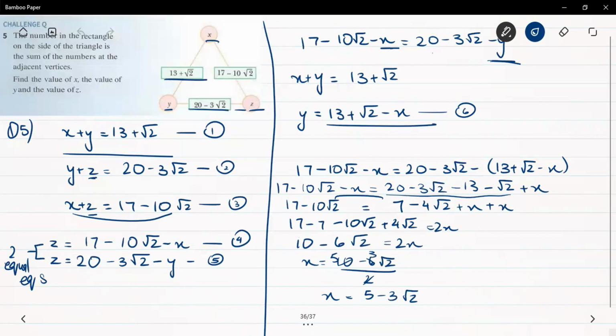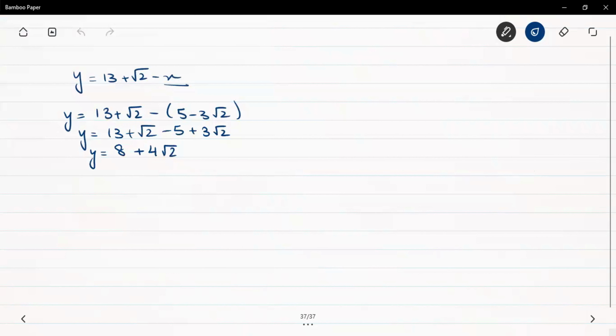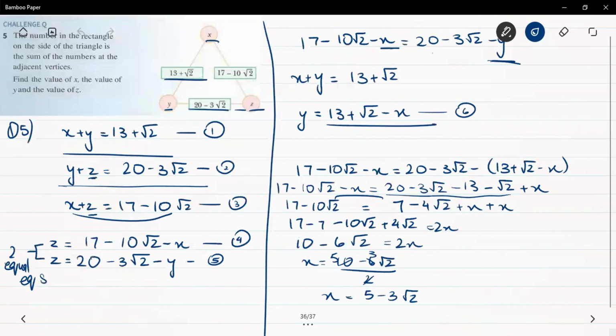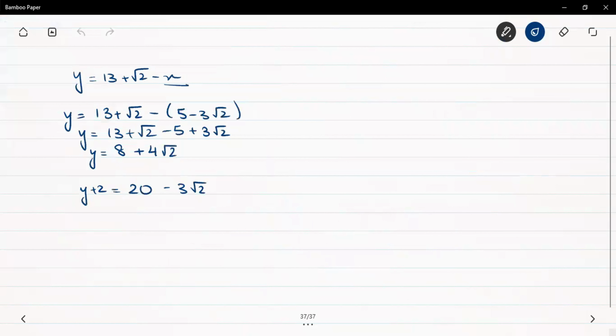Now we have to find out what? Z. We have y in terms of z. Y plus z is equal to 20 minus 3 under root 2. So y plus z is equal to 20 minus 3 under root 2. Which equation is this? This is equation number 2. So simply just plug in the value of y and we'll find out z.